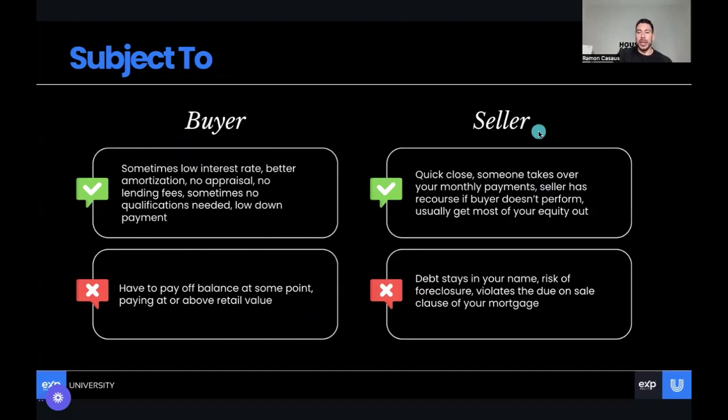Okay. Now let's jump into the seller. What's in it for the seller? What are the pros? What are the cons? So number one, quick close. You can close quickly. That's great for everybody if that's what the deal calls for. Someone takes over your monthly payment.